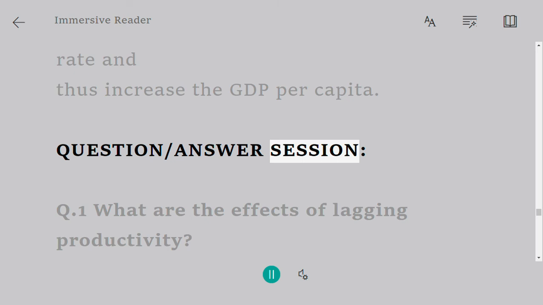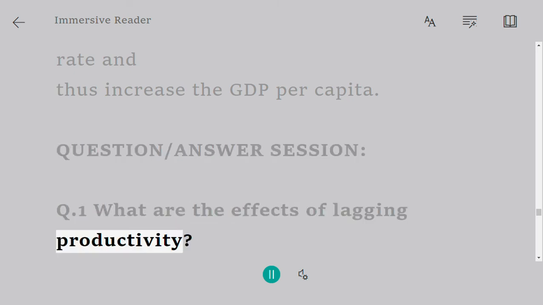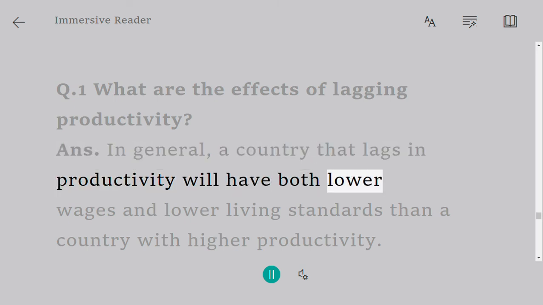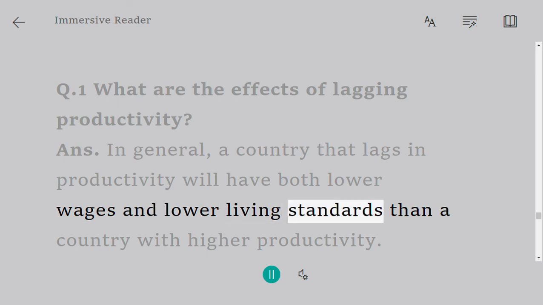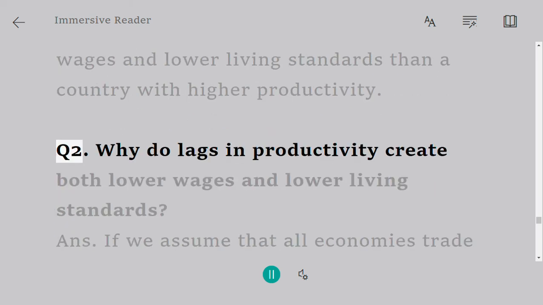Question/answer session. 1. Question: What are the effects of lagging productivity? Answer: In general, a country that lags in productivity will have both lower wages and lower living standards than a country with higher productivity.